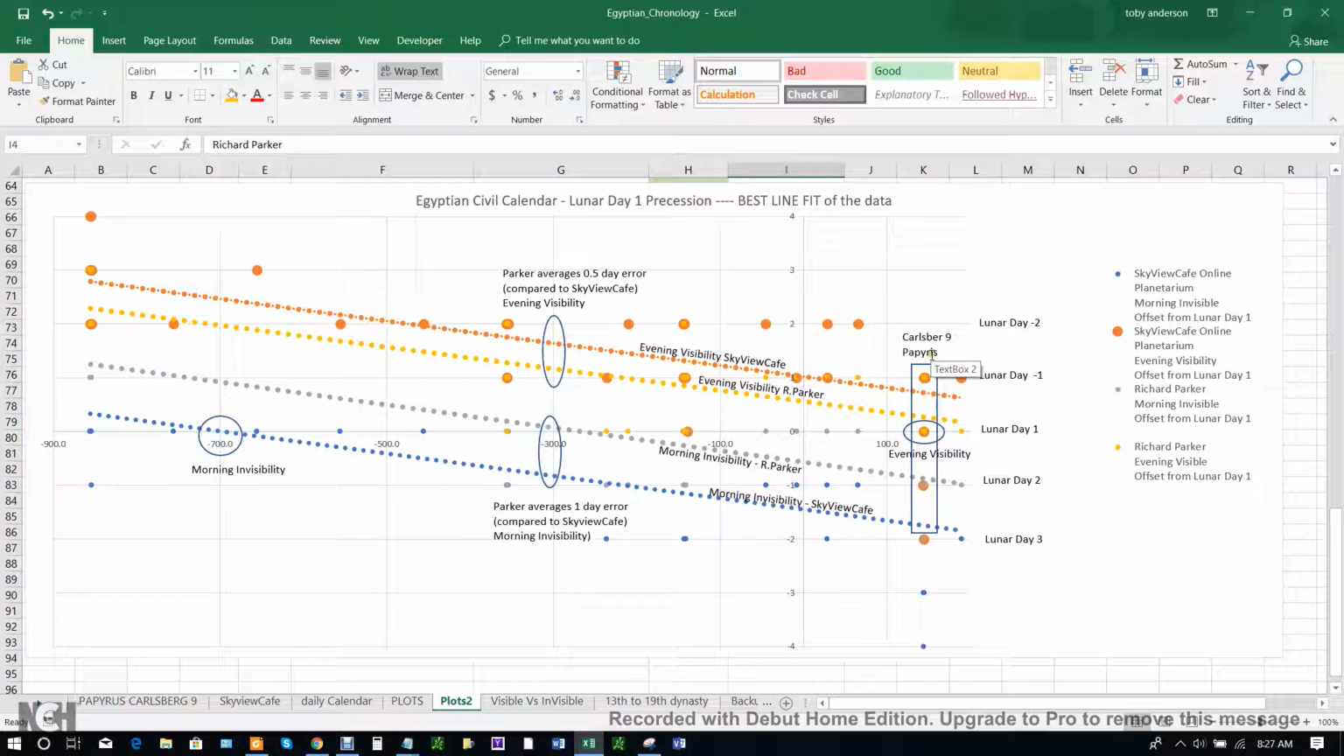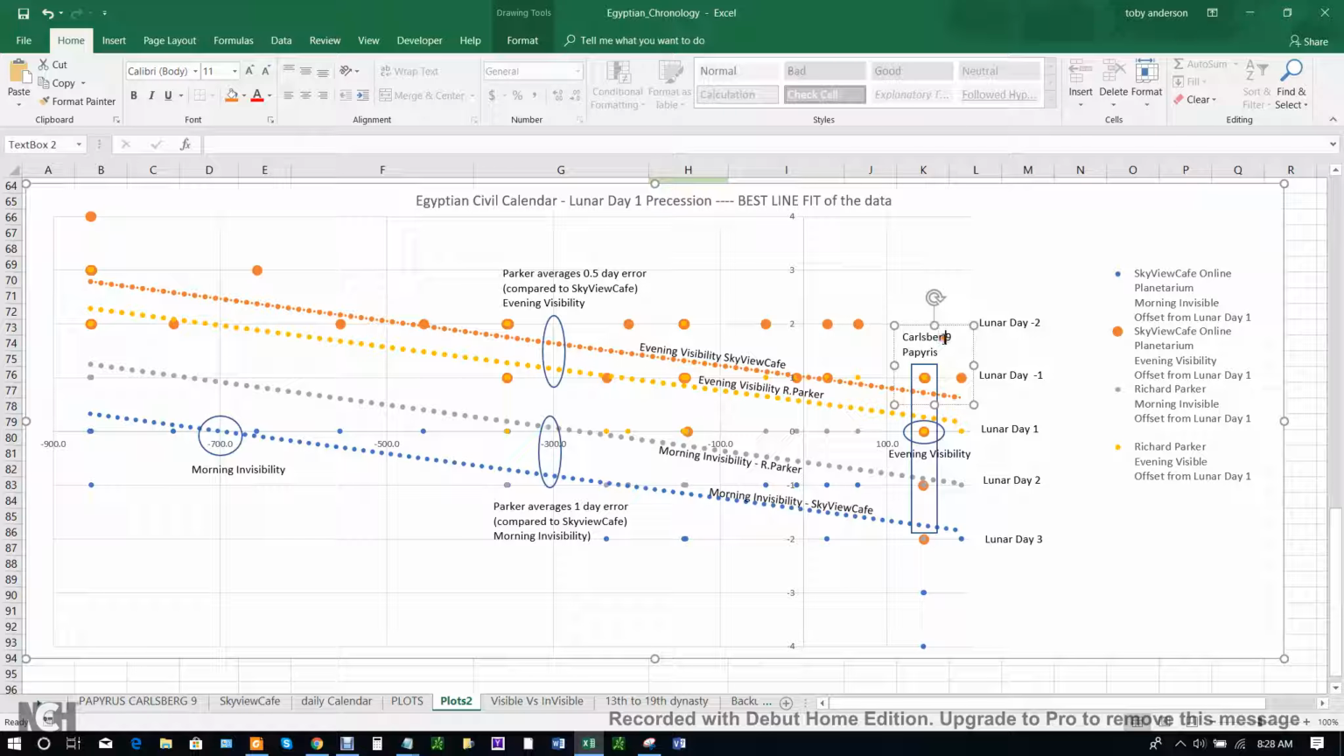Oh, that's a misspelling. That should be a U. Anyways, when it was written. So I feel like the graph closest to lunar day 1 here is Parker's, but he has an error, and SkyViewCafe is right there, and so the best fit says that the SkyView Planetarium evening visibility is what the Egyptians were using when the Carlsberg 9 papyrus, boy that's spelled wrong, was written.